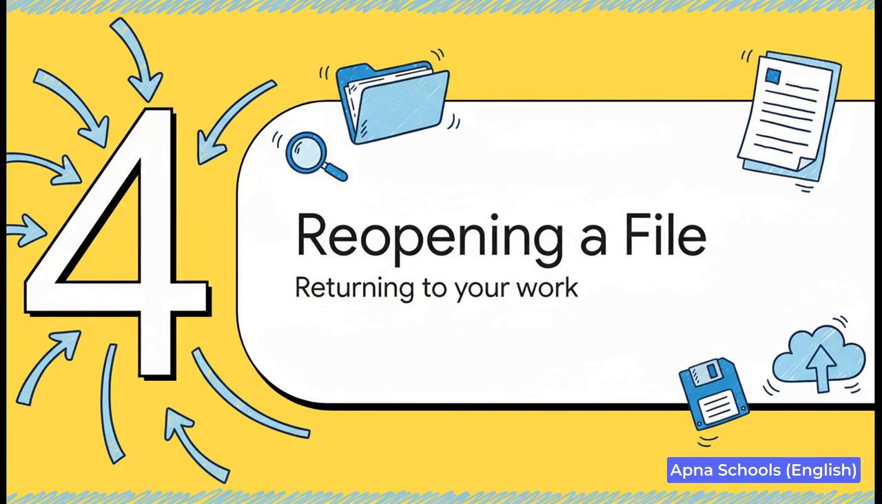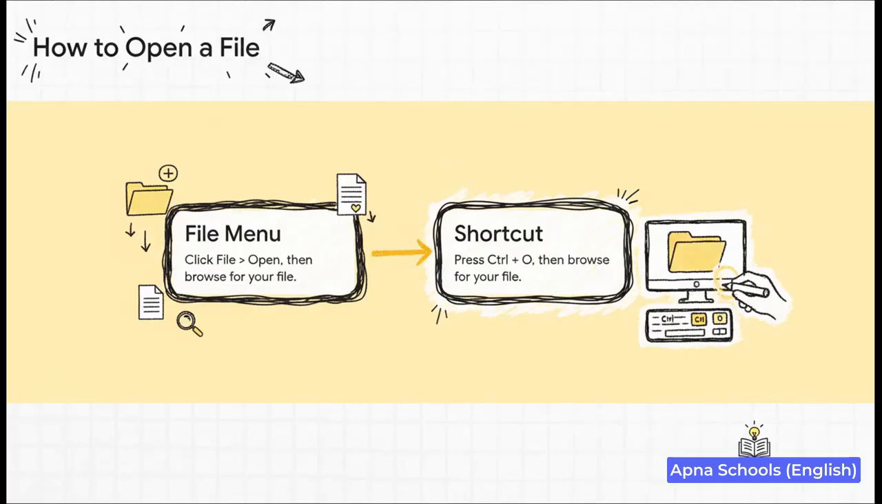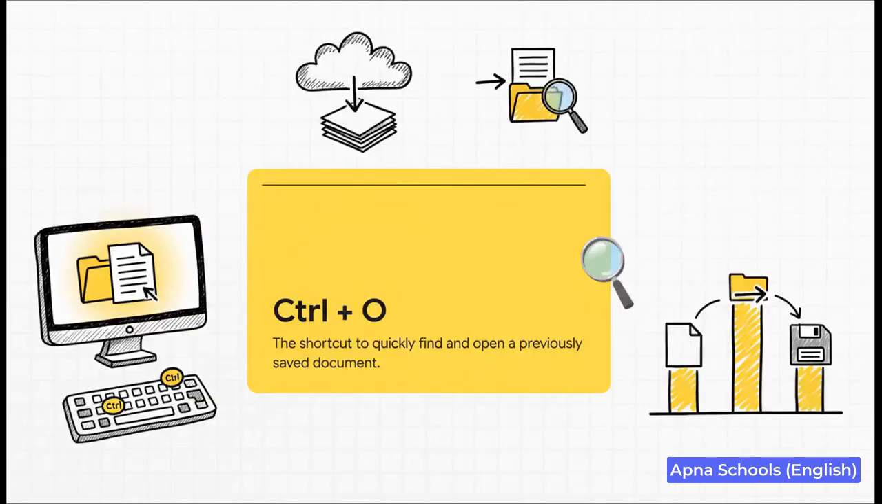Let's talk about the next logical step, opening a file you've already saved. And this whole process should be starting to feel pretty familiar now. You've got the menu option, go to File, click Open, and then browse for your file. Or you've got another fantastic shortcut, Control+O. And hey, O for Open makes it pretty easy to remember, right? And there you have it, Control+O. That'll pop open a window so you can find your file and jump right back in.